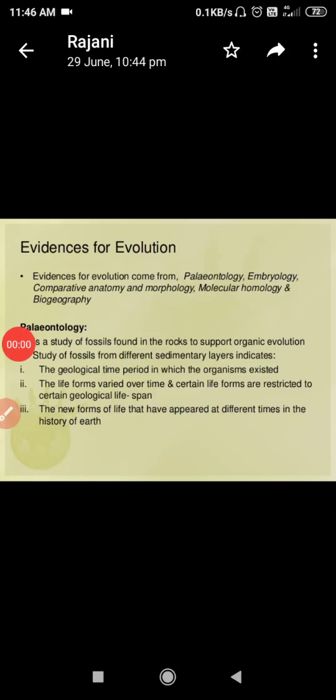Okay, now start with evidences for evolution. Evidences for evolution come from paleontology, embryology, comparative anatomy and morphology, molecular homology and biogeography. So let's start with paleontology. What is paleontology? It is a study of fossils found in rocks to support organic evolution.